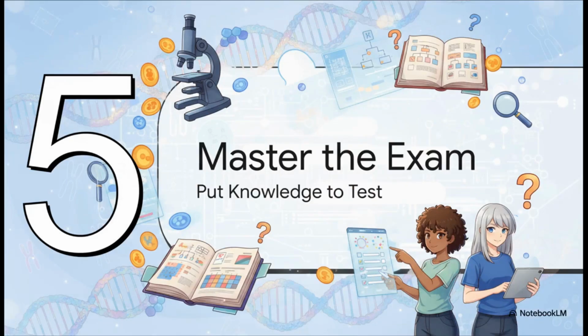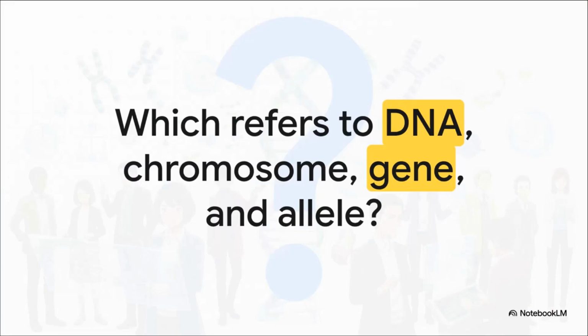Master the exam question. Put your knowledge to the test. All right, let's consolidate everything we've just learned and tackle a real-world scenario. This aligns perfectly with the kind of stuff you'll see in an exam, like CCSE Biology Objective 1.1. The question is, which option correctly refers to DNA, a chromosome, a gene, and an allele? We're actually going ahead and showing you the correct option right off the bat, option A. It lists DNA as deoxyribonucleic acid, chromosome as DNA plus histone, gene as coding for a protein, and allele as an alternate form. Let's break down exactly why this is the absolutely perfect answer.